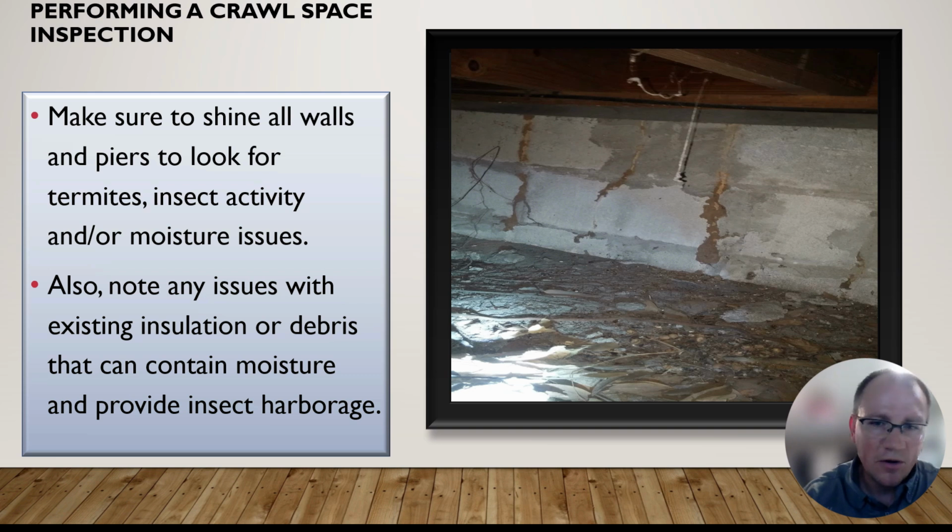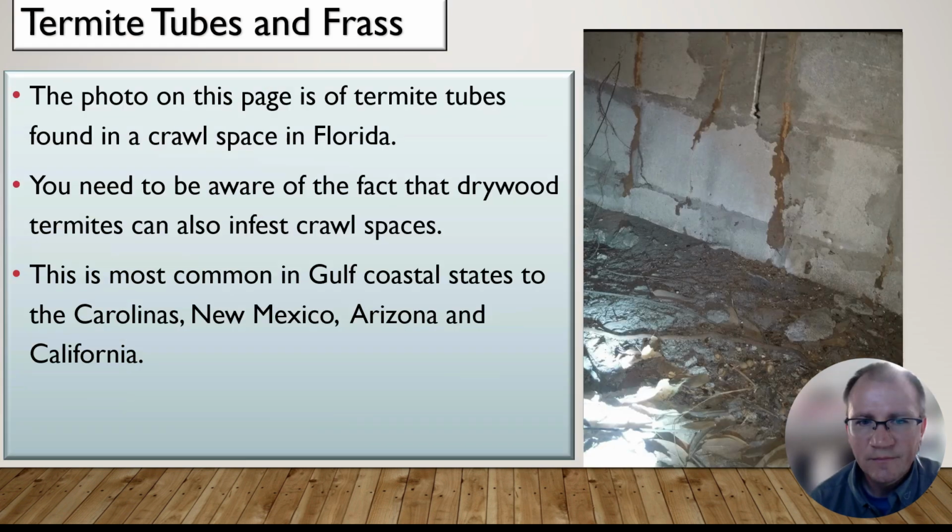Obviously, as you go, you're going to see more and more things, like in this particular crawl space, the vapor barrier was really broken down. So there's just a laundry list of issues you can come across, but make sure again you're shining all the walls, the piers, and make sure you're keeping a mental note or a notepad to write down your inspection findings when you're done.